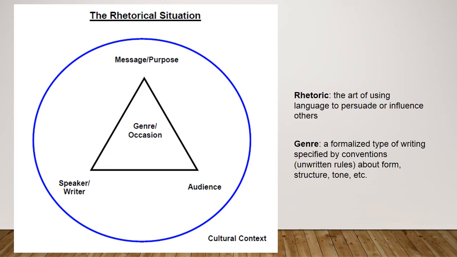If you don't know what rhetoric is, essentially it's the art of using language to persuade or influence others. And a genre is just a formalized type of writing or speaking specified by conventions or unwritten rules about form, structure, tone, etc.